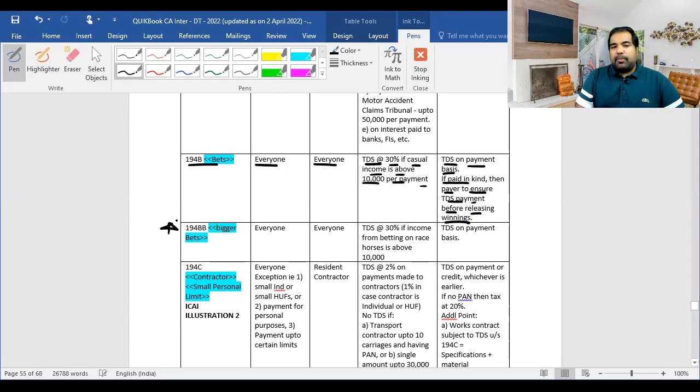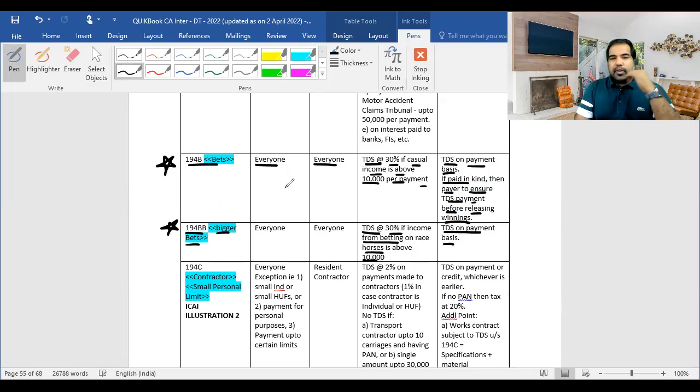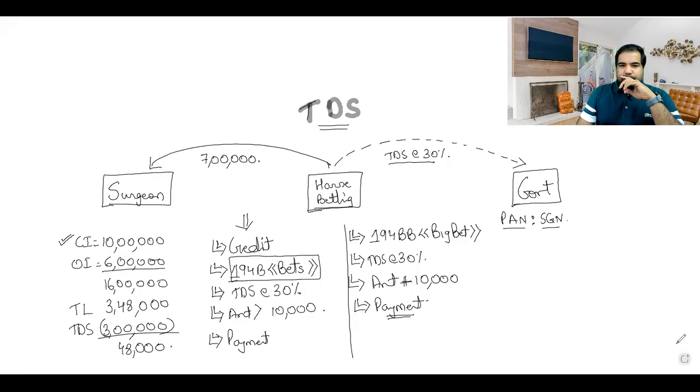And 194BB, I'm just going to tick mark these two. These are done. 194BB is horse bets, basically TDS 30% if income is more than 10,000 on horse betting. Again, TDS is on payment basis. Perfect. I hope this is understood, guys. This is the first section. I'm just going to write the sections here.